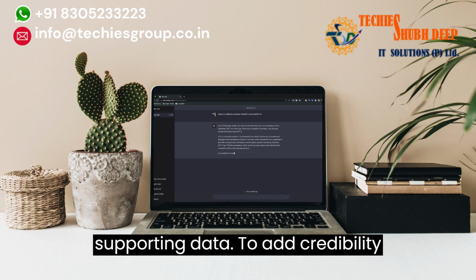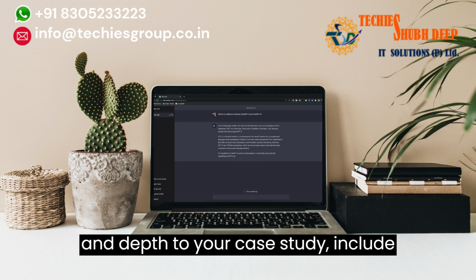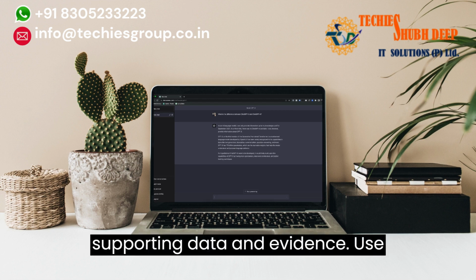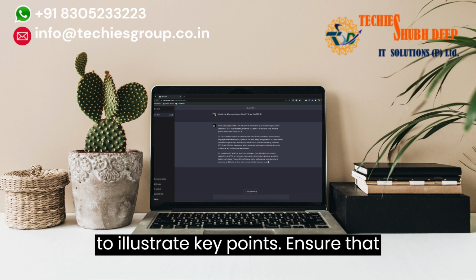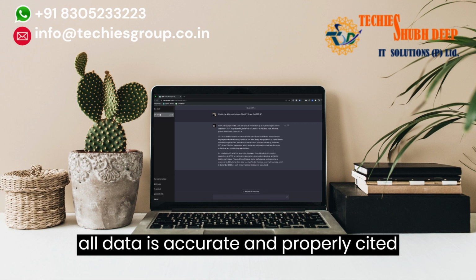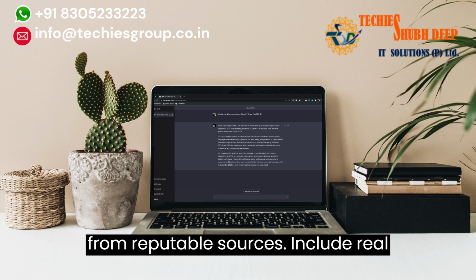Gather and present supporting data. To add credibility and depth to your case study, include supporting data and evidence. Use charts, graphs, and relevant statistics to illustrate key points. Ensure that all data is accurate and properly cited from reputable sources.